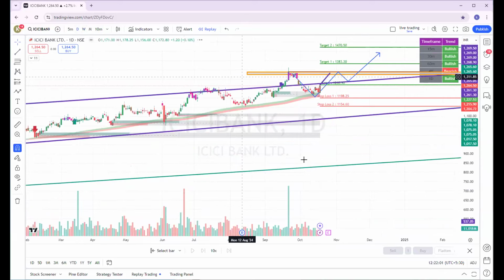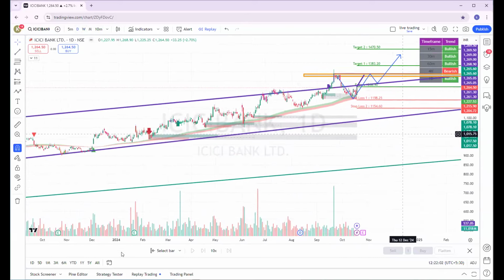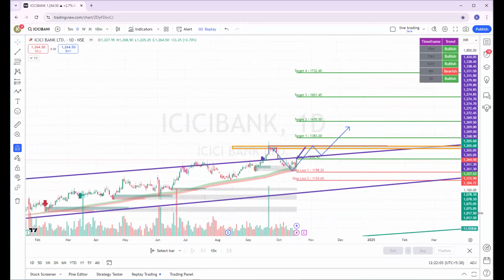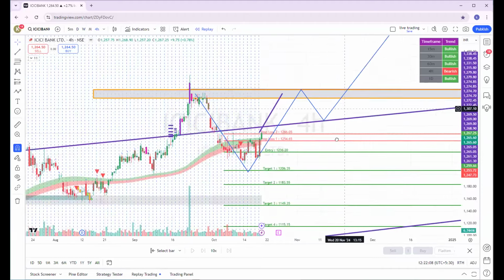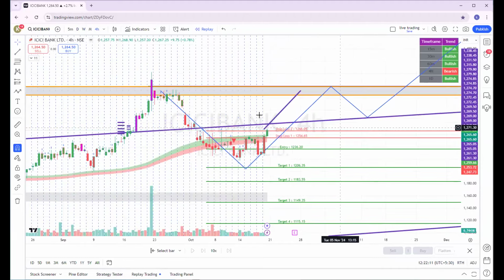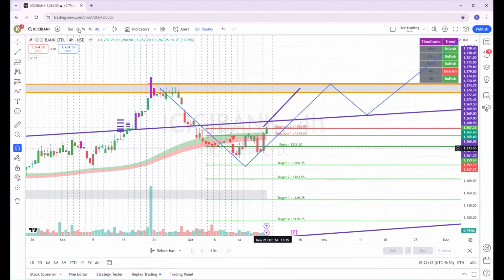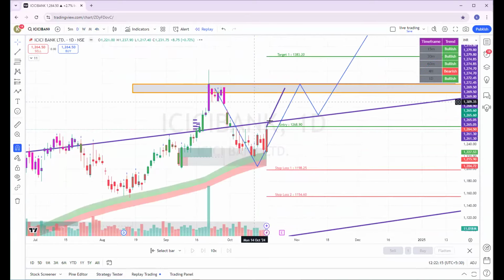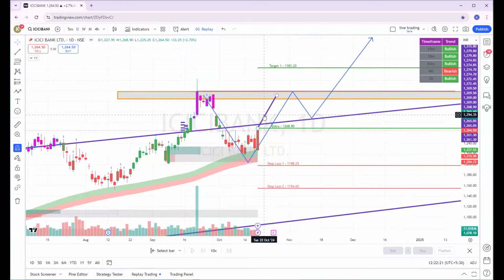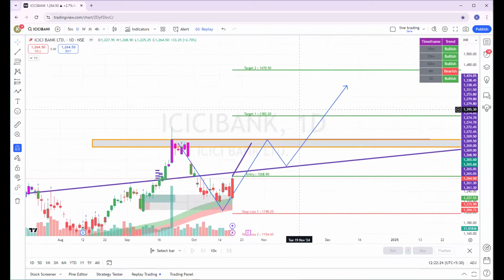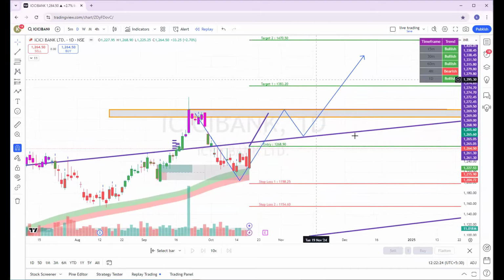So, this is one multi-time frame way. If you want to take an entry, you can also go to the 4 hours on this chart. Let's see what is on the 4 hours. It's negative right now, okay? So we would want this to turn positive, and then you can take an early entry as per the 4 hours. But you can also stick to the daily time frame and take an entry. If this candle opens above this, you can take an entry with the first target over here and the second target here.